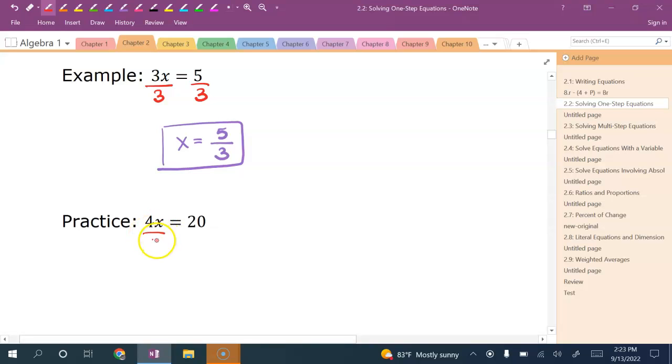So you should have divided by 4 and gotten 5 for x.